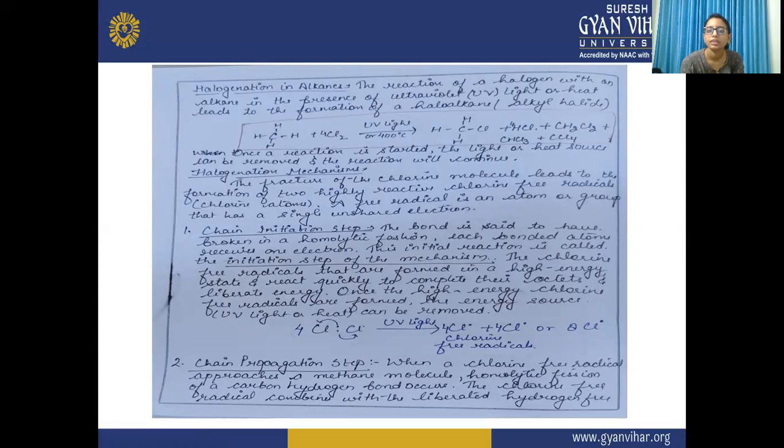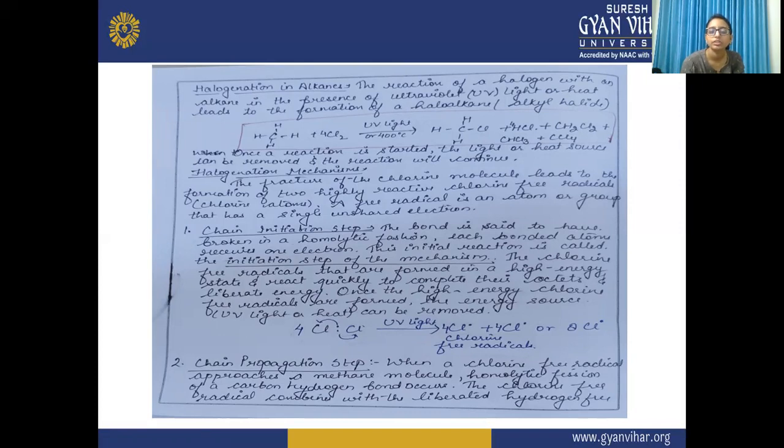So here we need light as well as heat for the formation of haloalkane. Halogenation in alkane means there will be a reaction of halogen with the alkane in the presence of ultraviolet light or heat at high temperature, 400 degrees centigrade, and there will be a formation of haloalkane.